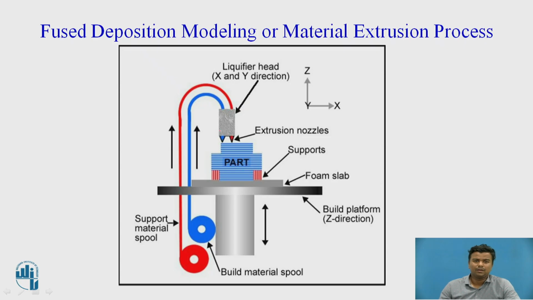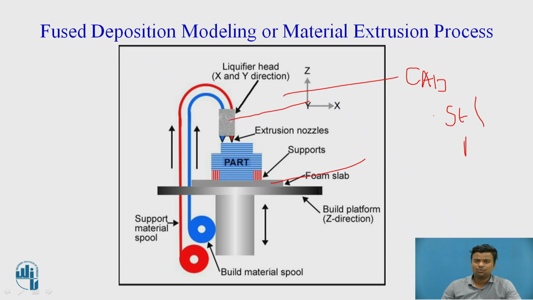Now you have preheated the extruder and the build platform. After preheating, whenever you start printing, before that you should provide CAD data in STL format, and that will be converted into a .g code, and you provide the .g code file to the 3D printer. So after starting the printing, what will happen?